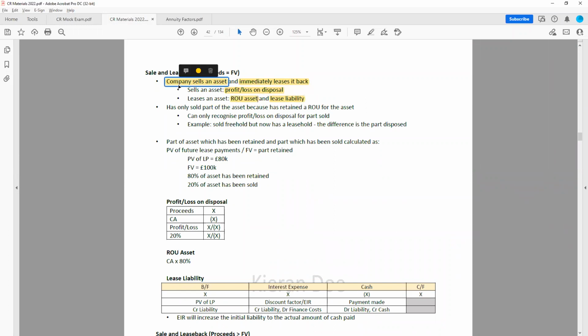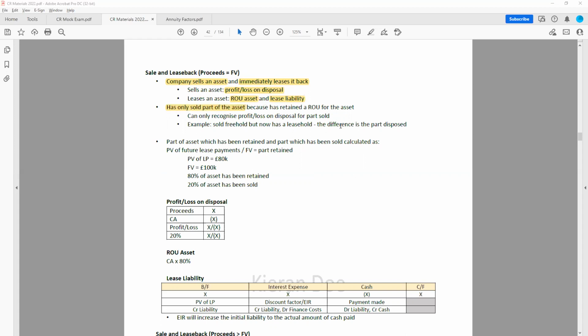So therefore we just need to think, what impact does this have? We know, a company sells an asset, profit, loss on disposal. When they lease it back, there's going to be a right of use asset and a lease liability on the SFP. Well, the complication here with a sale and leaseback is when you think about the sale, the company has only sold part of the asset because they've retained a right of use for the asset.